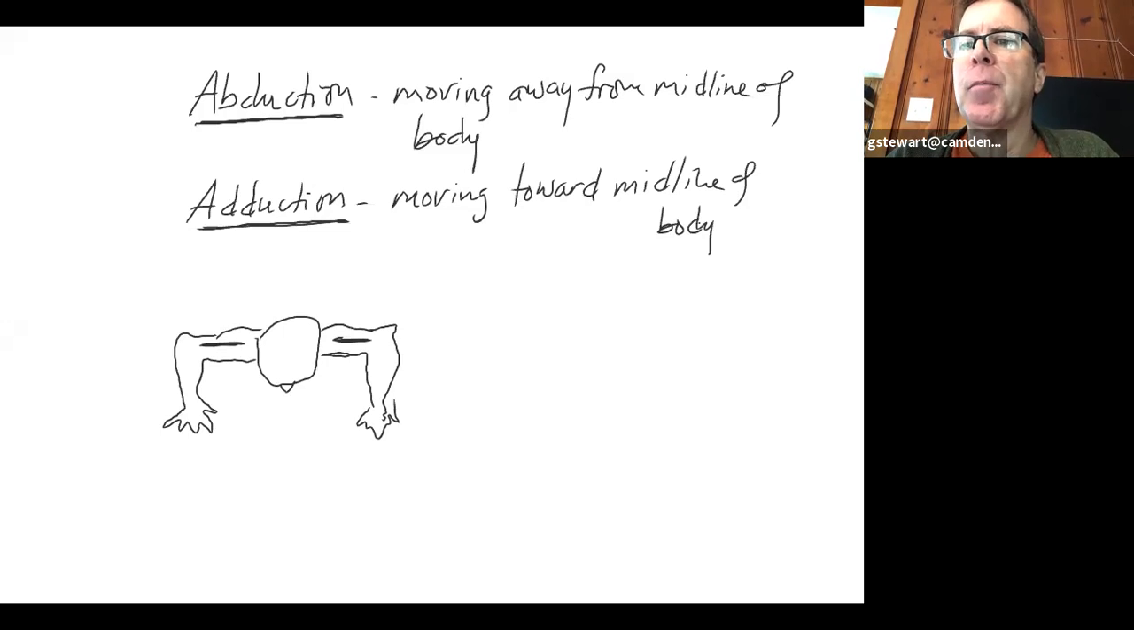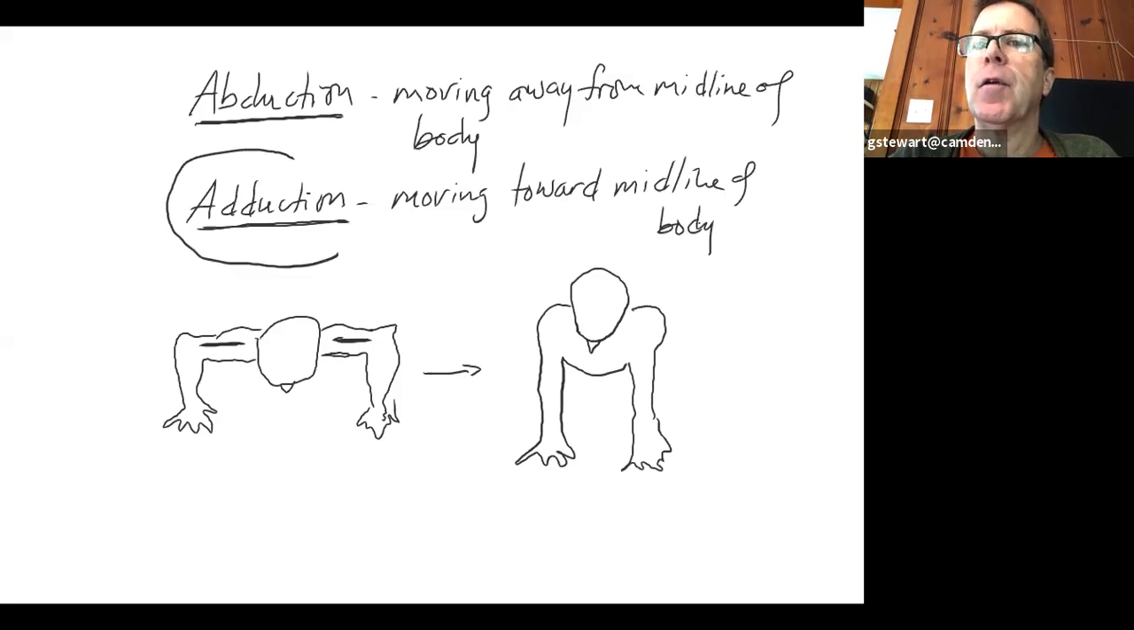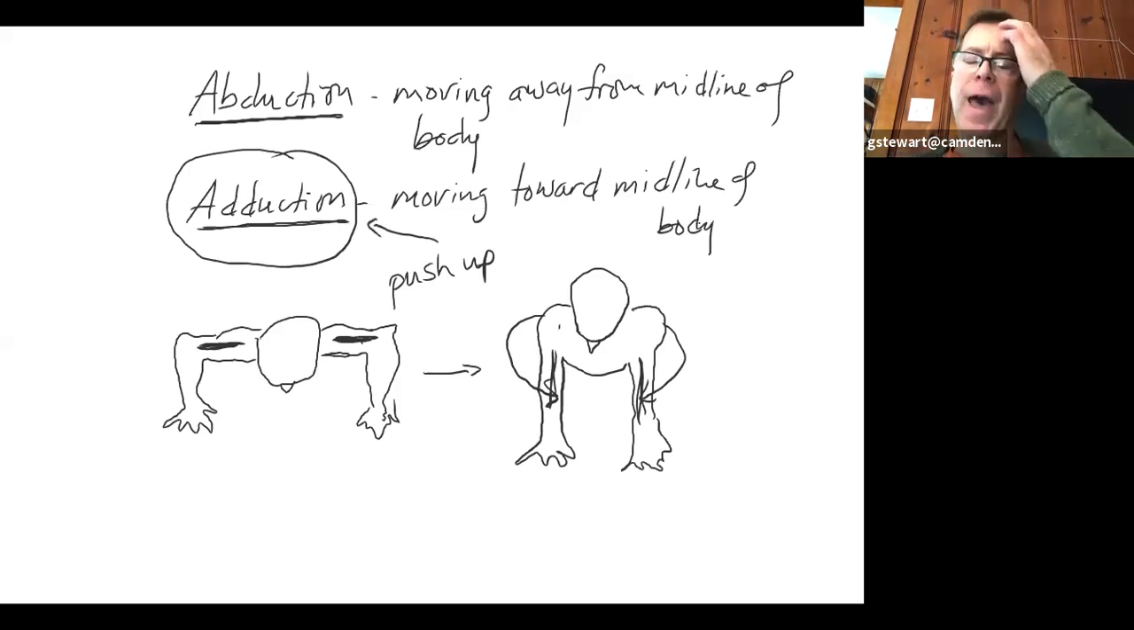If I do a push-up and push myself up like this, I've moved my arms toward the midline of the body. So doing a push-up is actually adducting, making my arms go from away from the midline toward the midline of the body. So push-up is actually a movement of adduction.